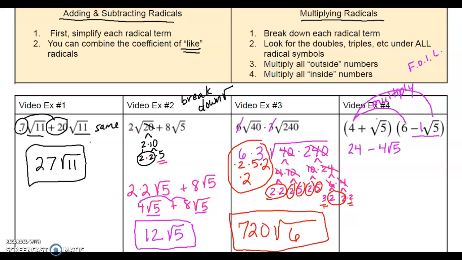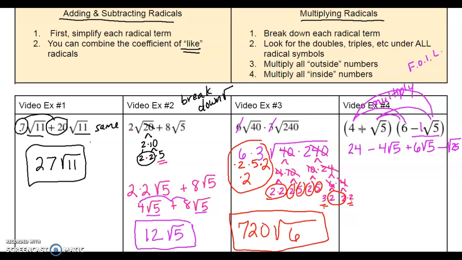Then we're going to multiply the two inside terms. So we have root 5 positive times positive 6. So once again, it's a positive 6 and the root 5, they just go side by side. And then the last terms, we've got positive and a negative, so negative, root 5 times root 5. So we multiply those back together. 5 times 5 is 25.